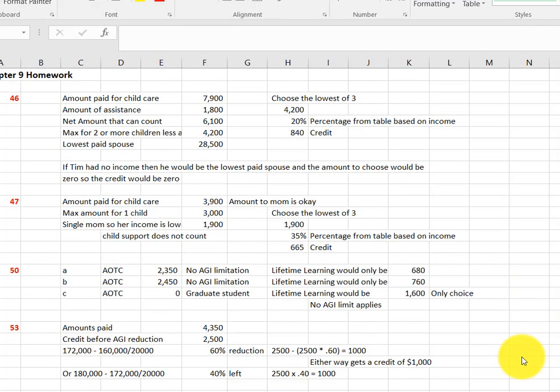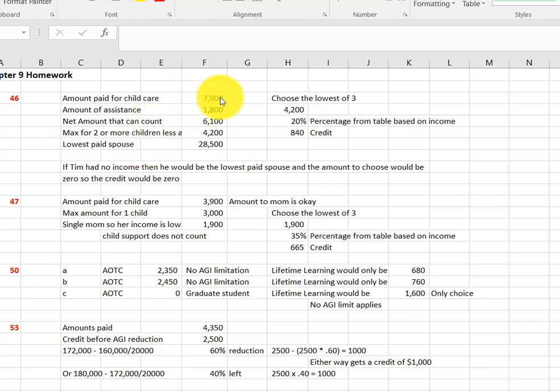Hello everyone, let's review our homework problems and answers, see what corrections we need to make, and make sure we understand tax credits. So, number 46, we're talking about the child and dependent care credit.